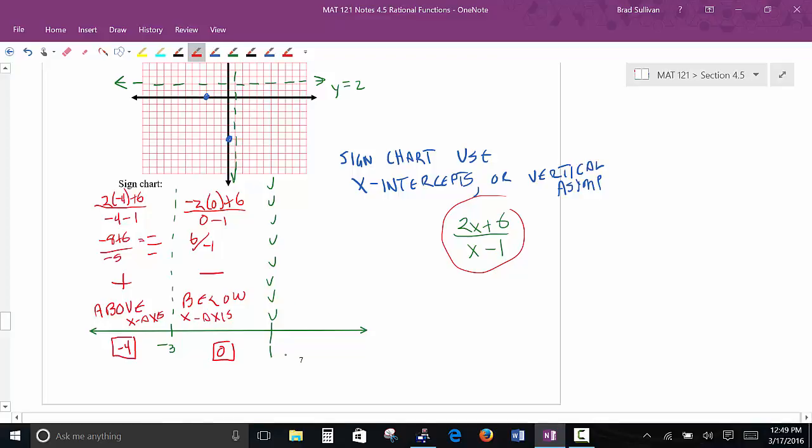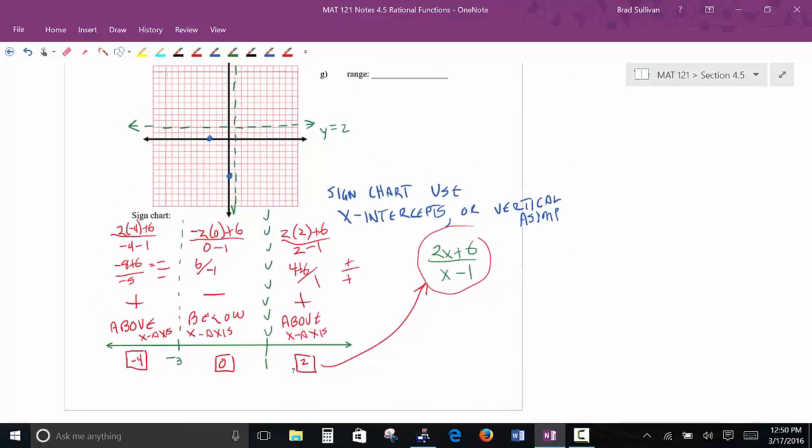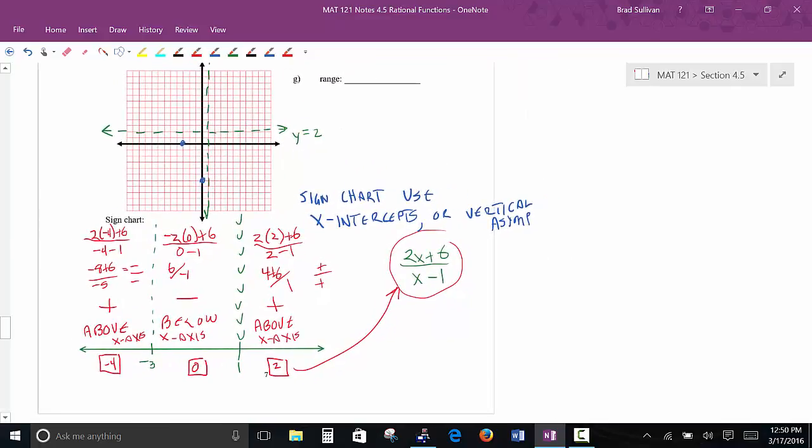Now give me a number bigger than 1. 2. If you gave me 1,000,000, it would still work. So we do 2 times 2 plus 6 over 2 minus 1. Again, plug that 2 into the function. So it looks like you get 4 plus 6 over 1. That's a positive over a positive. That's a positive. That tells you that the graph is above the x-axis. Do you guys see what I'm doing on that sign chart? Get the gist of it?